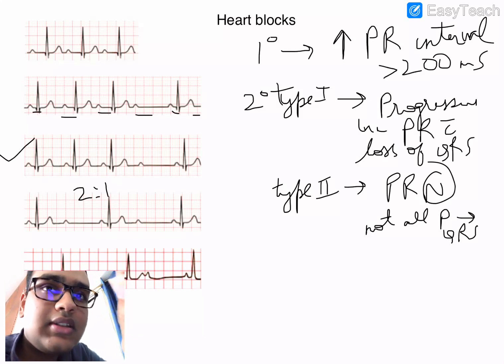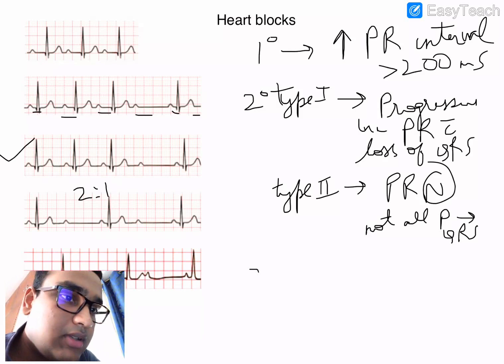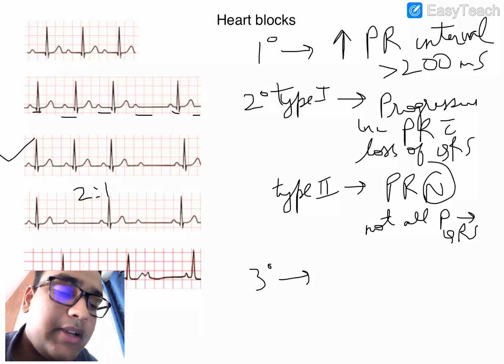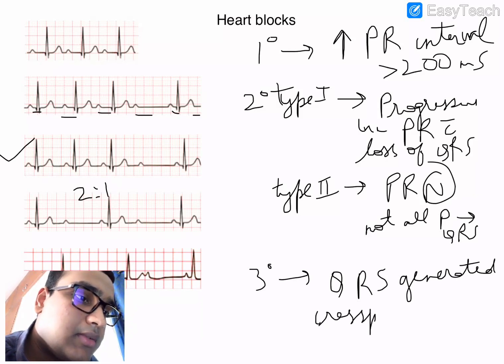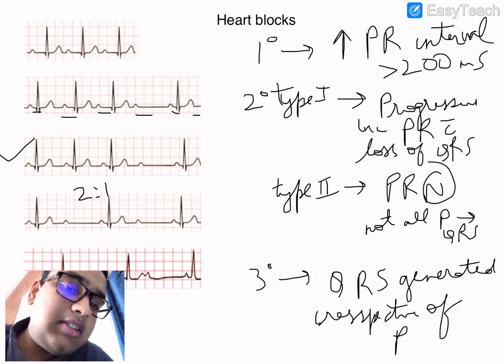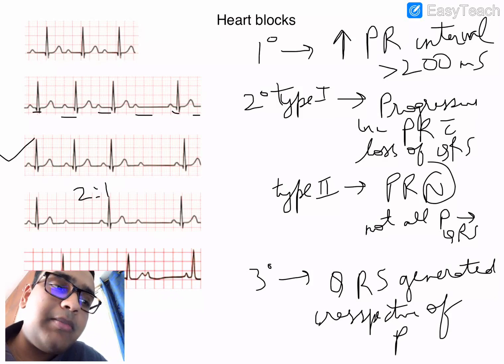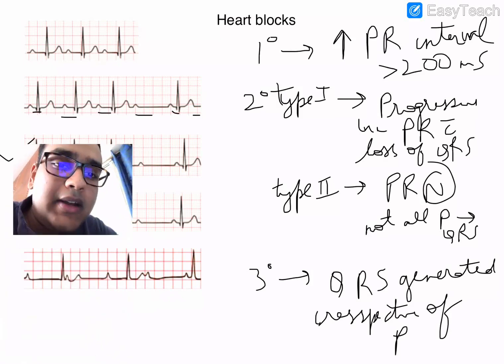And now coming to the third heart block. So third degree heart block, also known as complete heart block. Here the QRS impulse is generated irrespective of P wave. So the P wave which is generated in SA node, when it goes to AV node, it is completely blocked there. So the QRS which is generated is not dependent on the P wave.